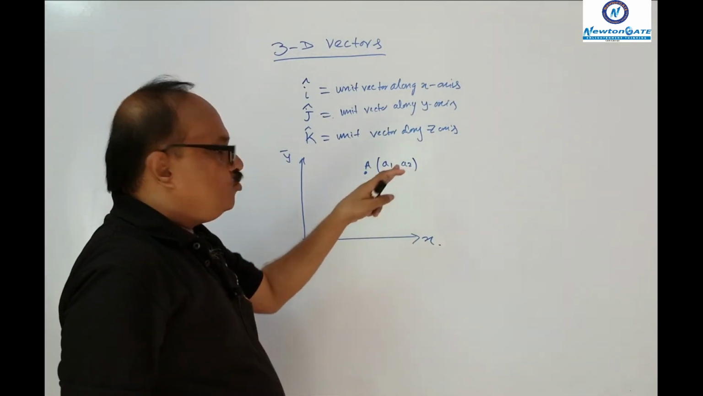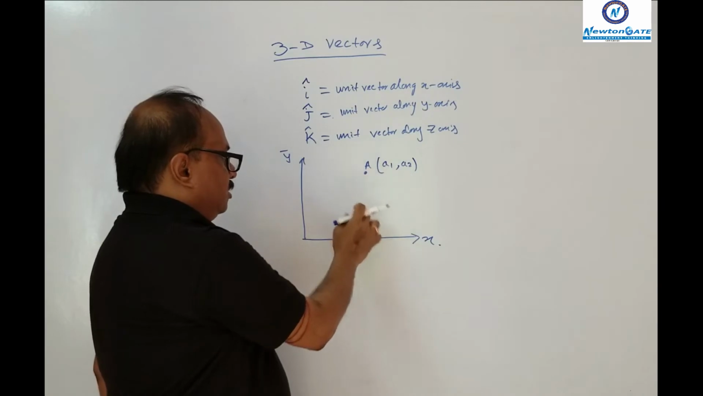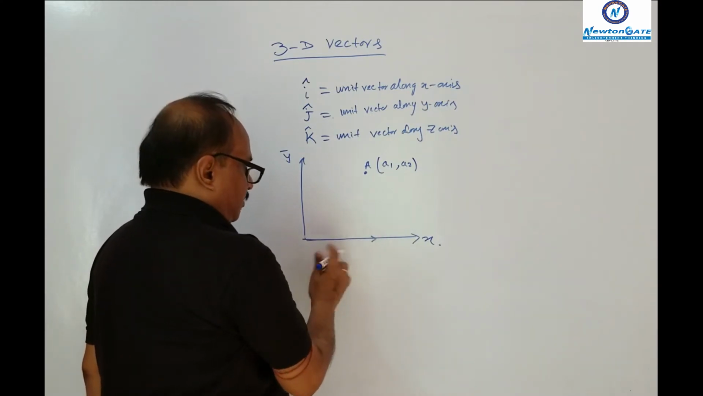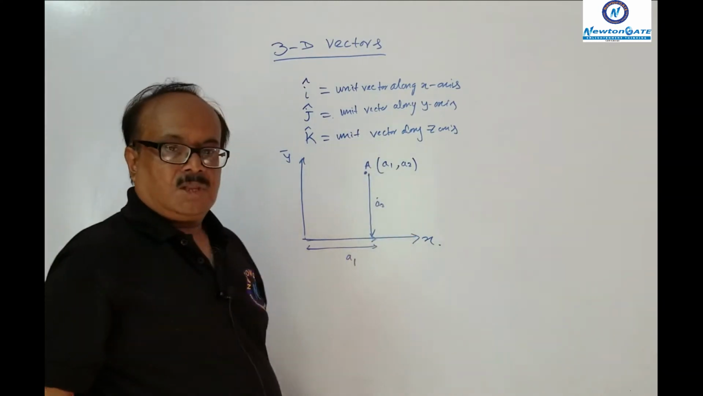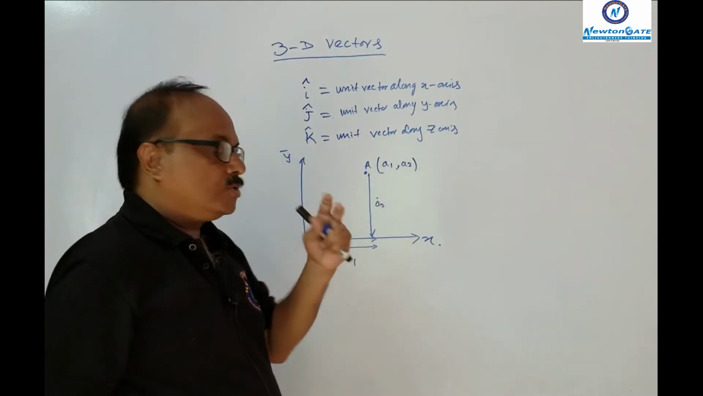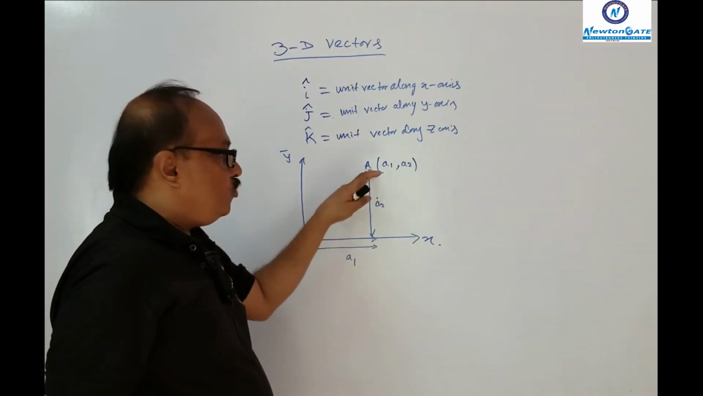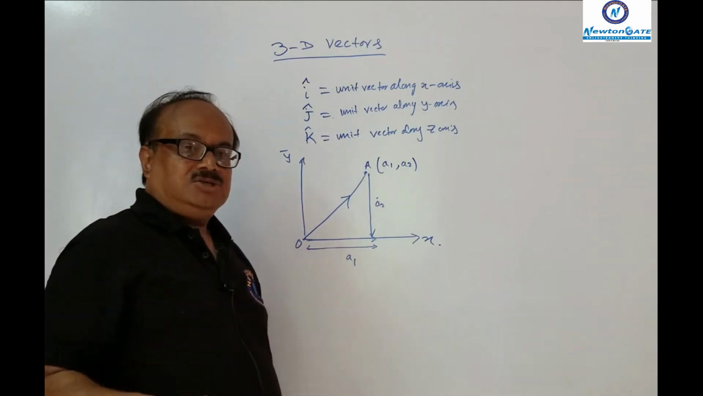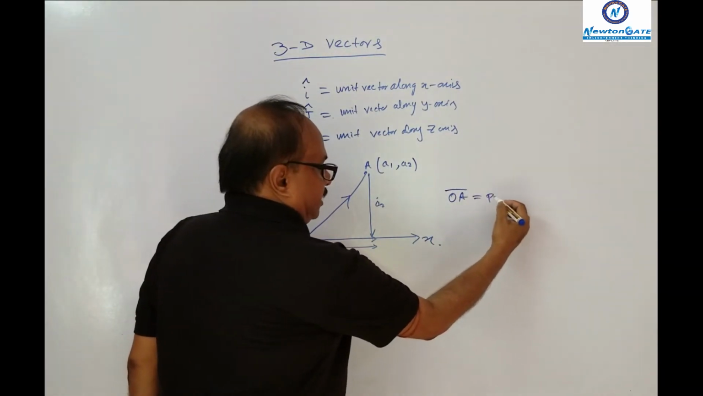A1, A2 means what? Along the x-axis I have to move A1 units, and along the y-axis I have to move A2 units. This distance is obviously your A1, and from here to here this distance is obviously your A2. Now, in the vector way, if you want to express this position, how will you explain it? You will explain it with this direction. This is a vector, and this vector OA is called the position vector, the position of a point with respect to the origin, expressed in terms of a vector.